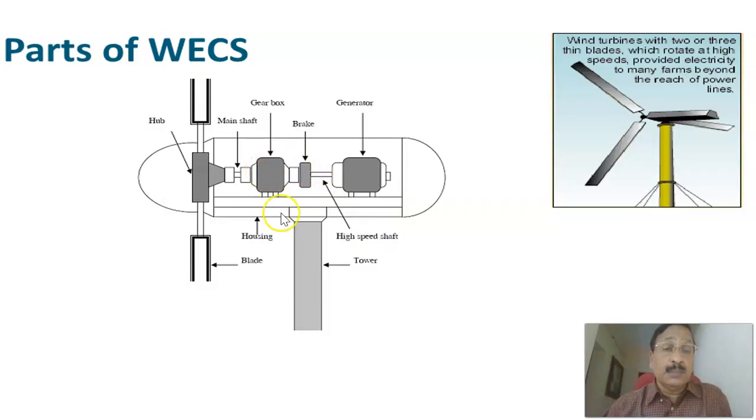That is done by the gearbox mechanism. These are the blades, and this is a tower. Therefore these are the different parts of the wind energy conversion system. Here is a wind turbine with 2 or 3 thin blades which rotates at high speed, providing electricity to many farms beyond the reach of the power lines.